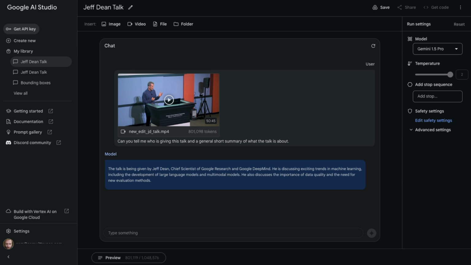All right, so we can see that it's come back with our answer. The talk has been given by Jeff Dean, Chief Scientist of Google Research and Google DeepMind. He's discussing exciting trends in machine learning, including the development of large language models and multimodal models. It also discusses the importance of data quality and the need for new evaluation methods.